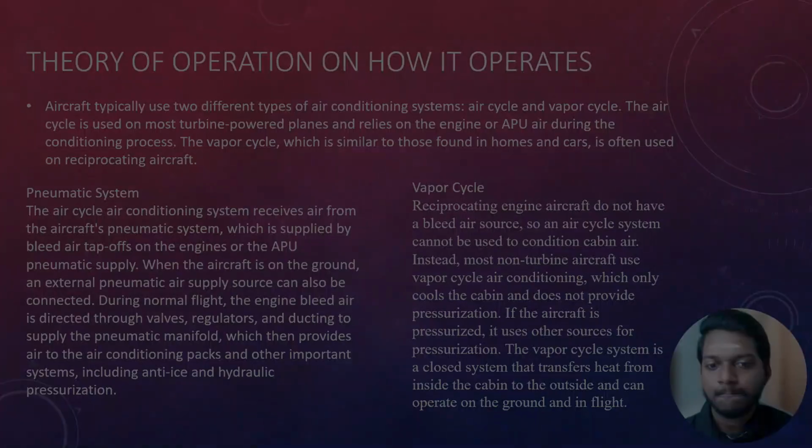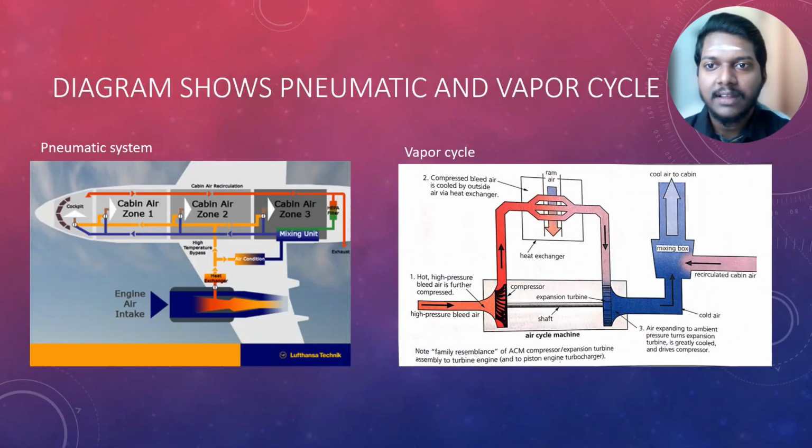Next slide. On the next slide, the diagram shows the pneumatic and vapor cycle. In the pneumatic system, the engine air intake flows through the heat exchanger, then through the high temperature bypass and also the air conditioning. When the air flows through the air conditioning, there is a mixing unit, then the air is distributed to the cabin: zone 1, zone 2 and also zone 3.